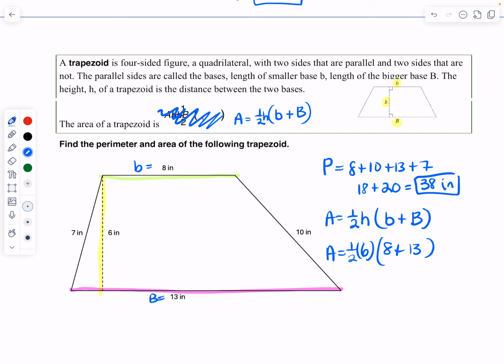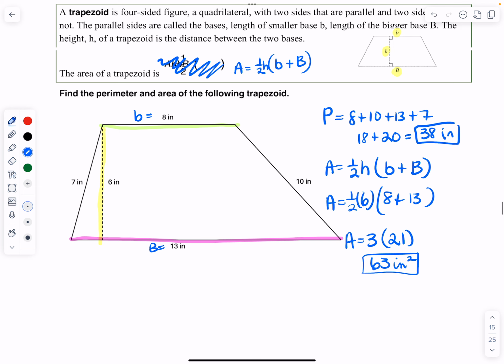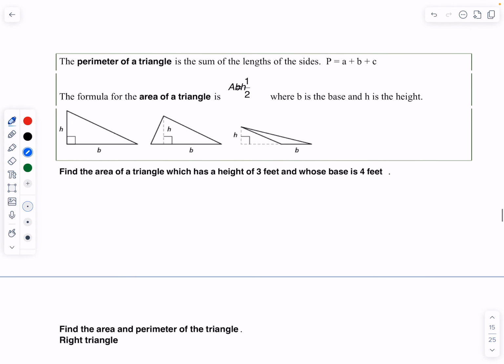Okay, so let's work this out. 1/2 of 6 is 3. Now I have to do what's inside parentheses first. So 8 plus 13 is 21. So now I have 3 times 21, which will give me 63. And because I'm finding area, it's going to be square inches or inches squared. Okay, so again, trapezoids have two sides that are parallel, however, they're not of the same length.